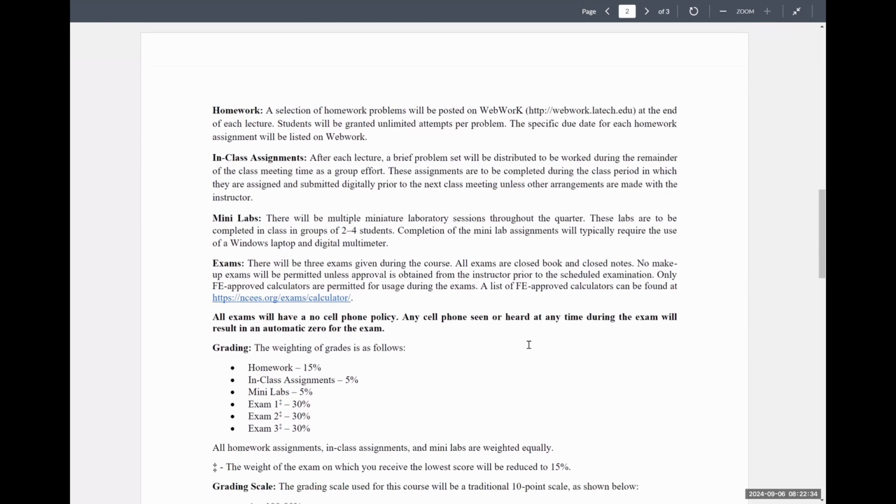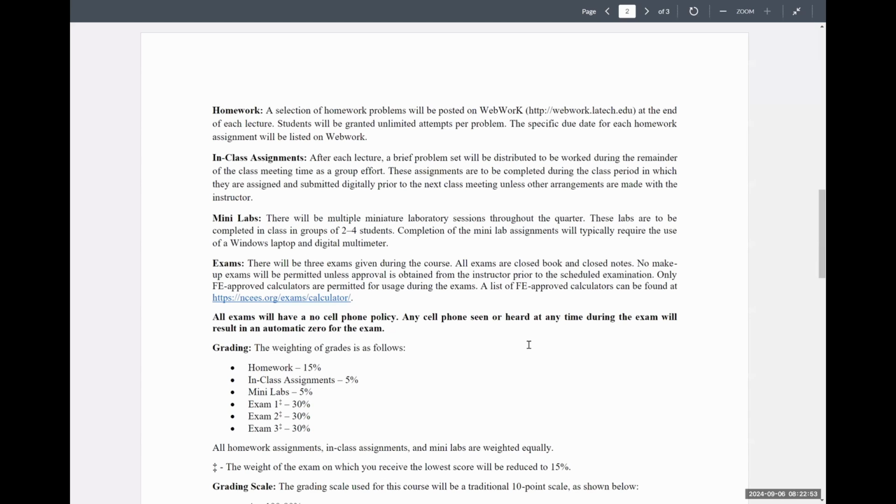Exams. So there are going to be 3 exams given during this course. All exams are closed book, and I have on here, they're all closed notes. I will provide an equation sheet to you for exam 3 and exam 3 only. Okay, that'll be integrated into the test.